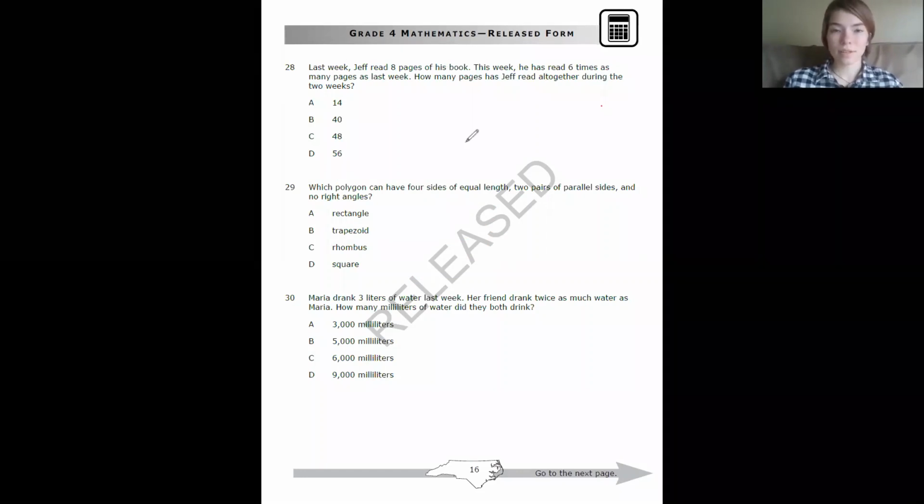Last week, Jeff read 8 pages of his book. This week, he has read 6 times as many pages as last week. How many pages has Jeff read altogether during the 2 weeks?